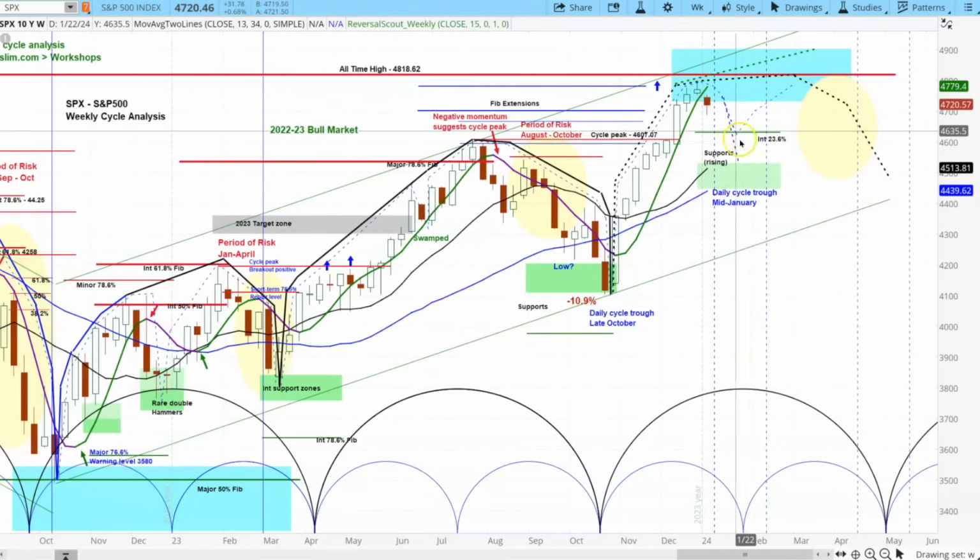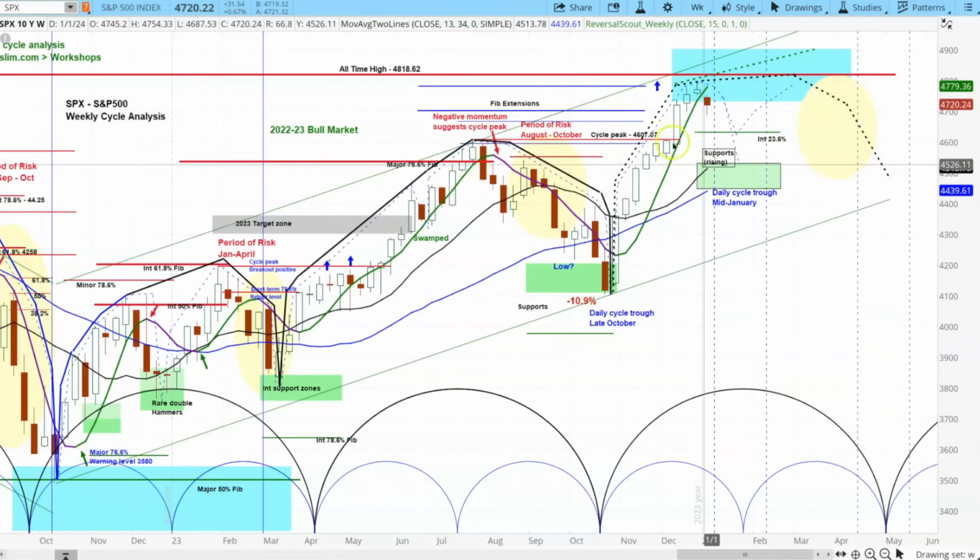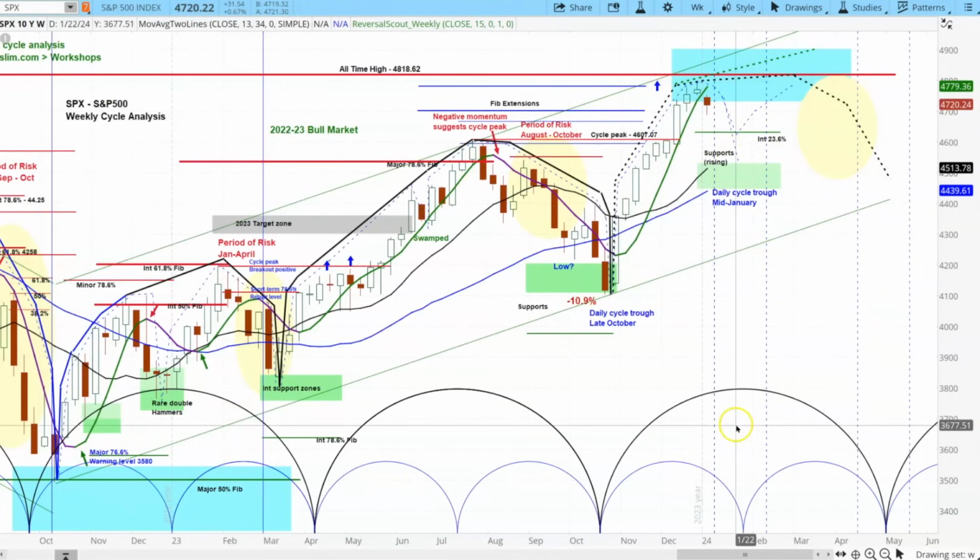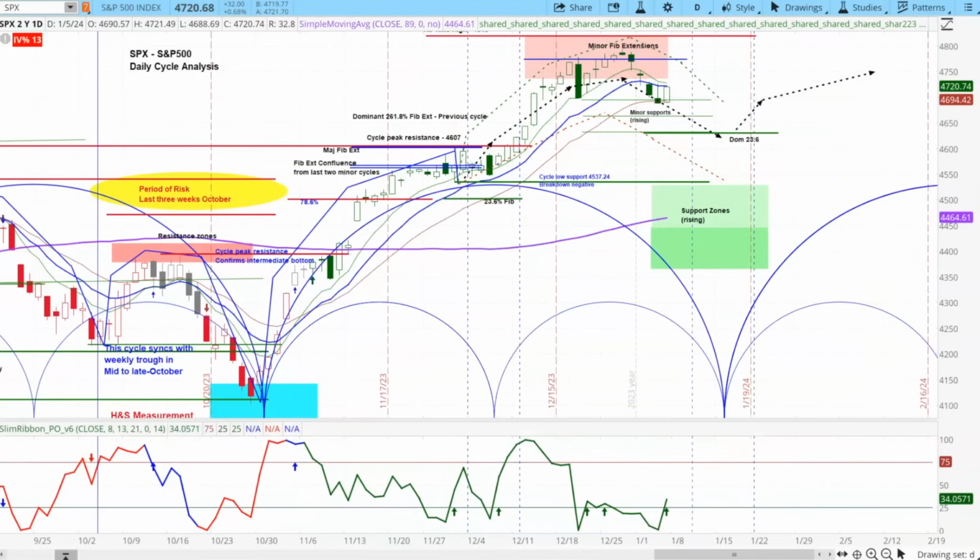So you can see in here that there is a low due sometime right over here in the middle part of January. And this is just a little minor cycle pullback right in here. The daily cycle trough is right around mid-January. I'll show that to you as I move forward right here from this weekly chart to this daily chart.